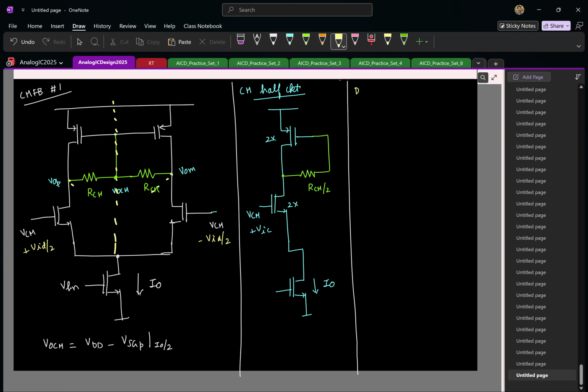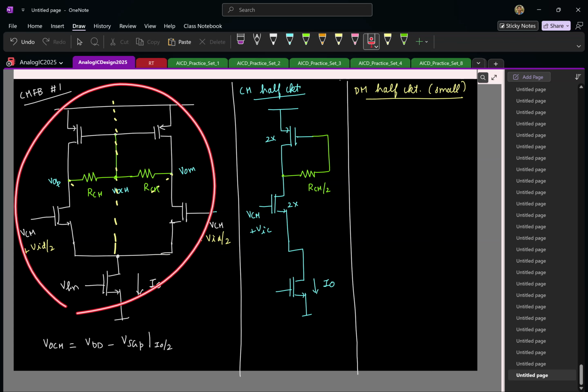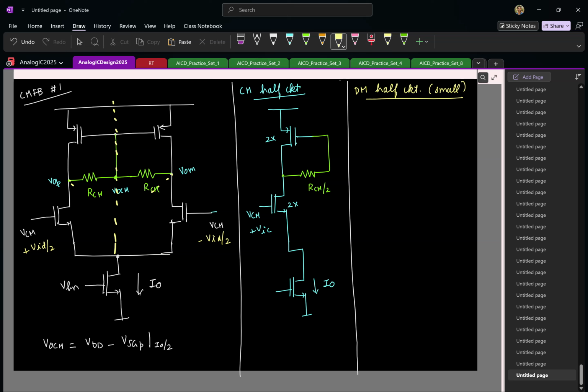So let me draw the differential mode half circuit then. But remember, this half circuit I am drawing is only for small signals, right? Because the point that the nodes along the line of symmetry will be at ground is true only if the circuit was linear, and only for small signals this fellow is behaving like a linear circuit. So let's draw the half circuit.